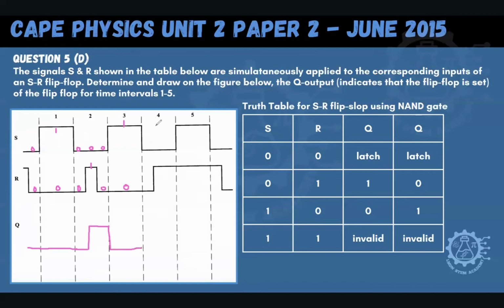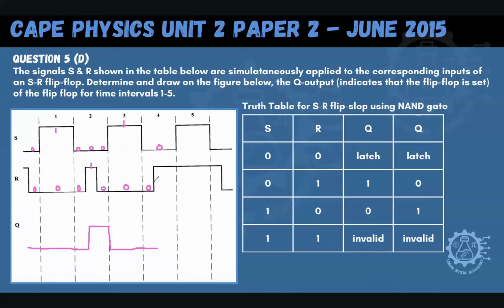Okay, now let's look at time interval 4. In time interval 4, S is 0 here, and then here, R is 0. So it's a 0, 0, so it's a latch state. So it will hold on to the 0 that it had right here. Okay, so hold on to the 0 that it had previously in this latch state of 0, 0.